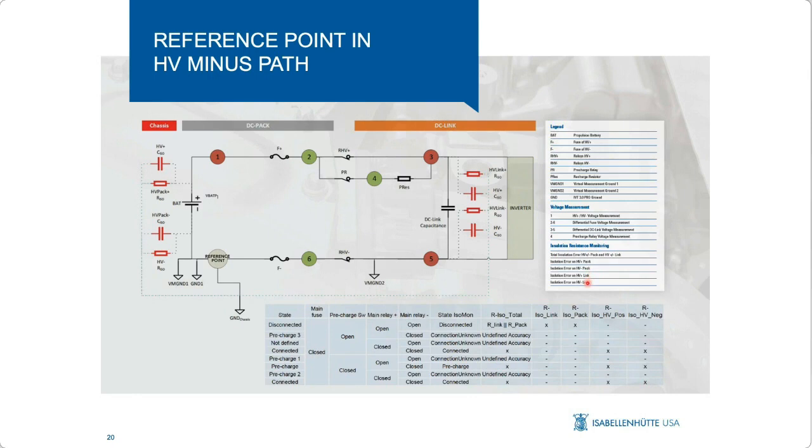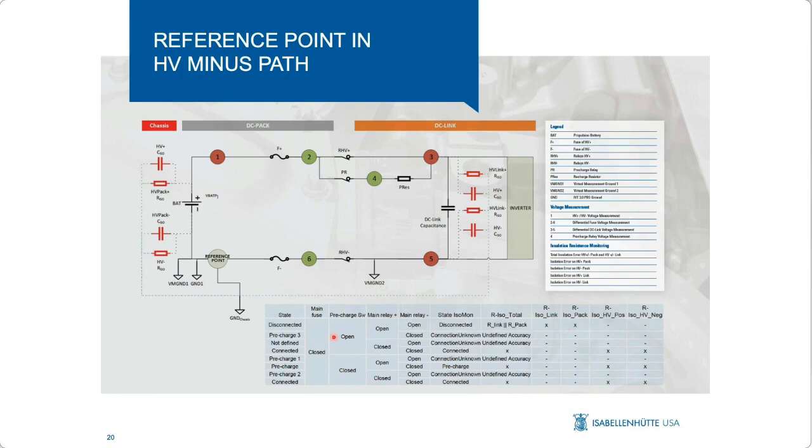Now let's look at how the results would look like in dependence of the state of our fuse and our relays in that system. So the main fuse has to be closed always for us to get some reading. But if we have all our relays, so the pre-charge relay, the main relay plus, and the main relay minus open, the state of the isolation monitoring would be disconnected, and we would get no total isolation reading in that case, but we would get a dedicated link isolation and pack isolation reading.